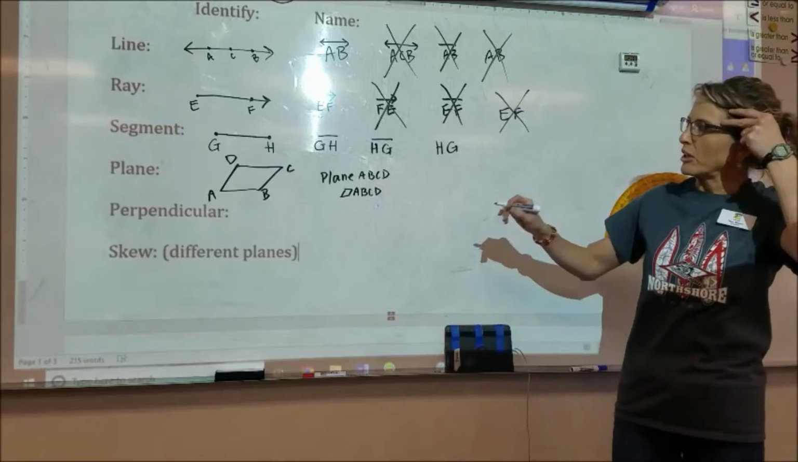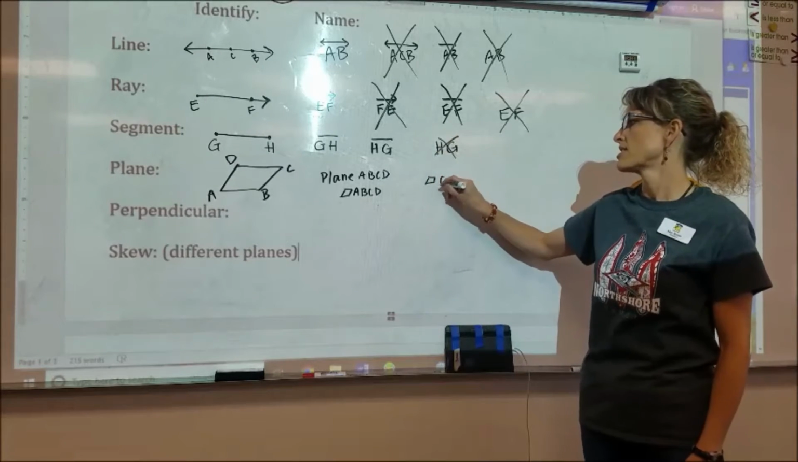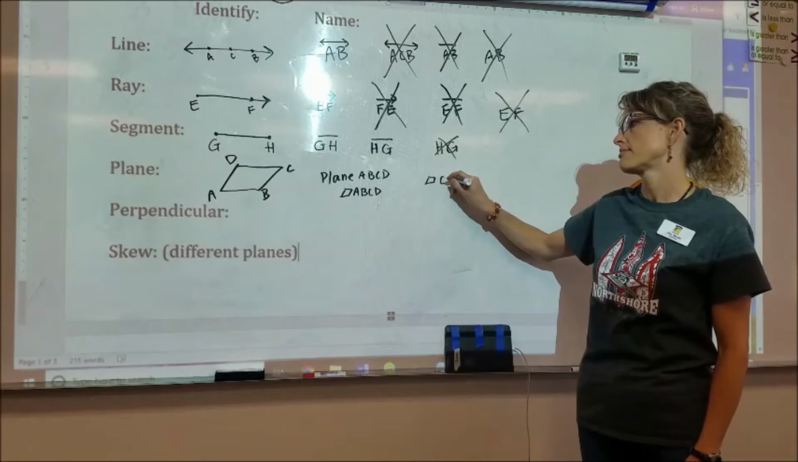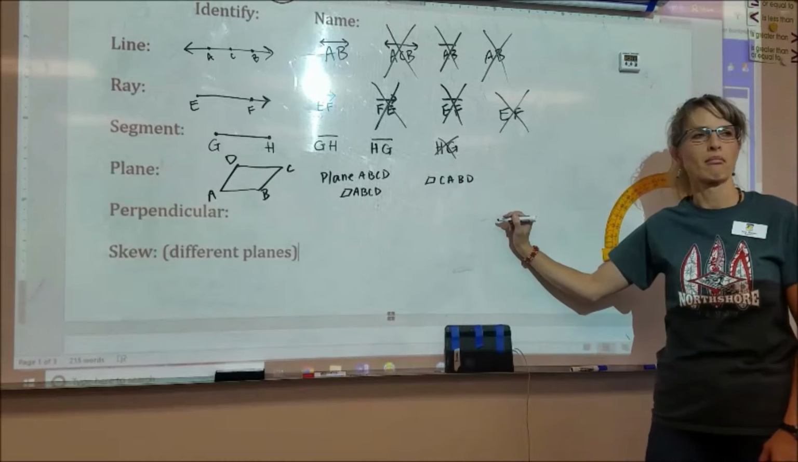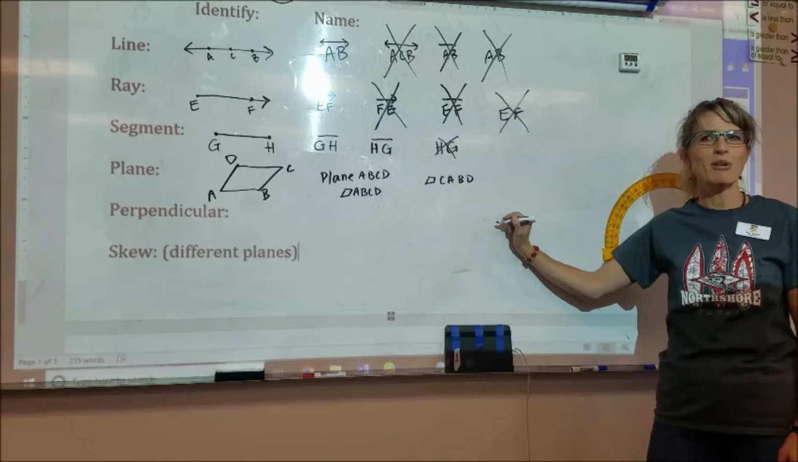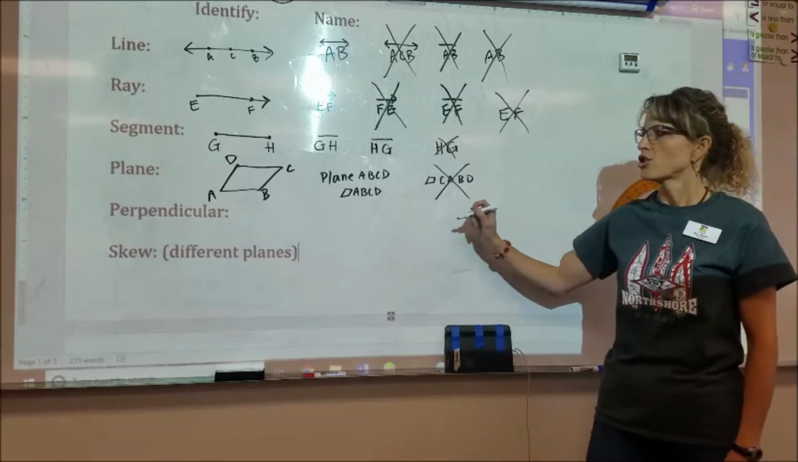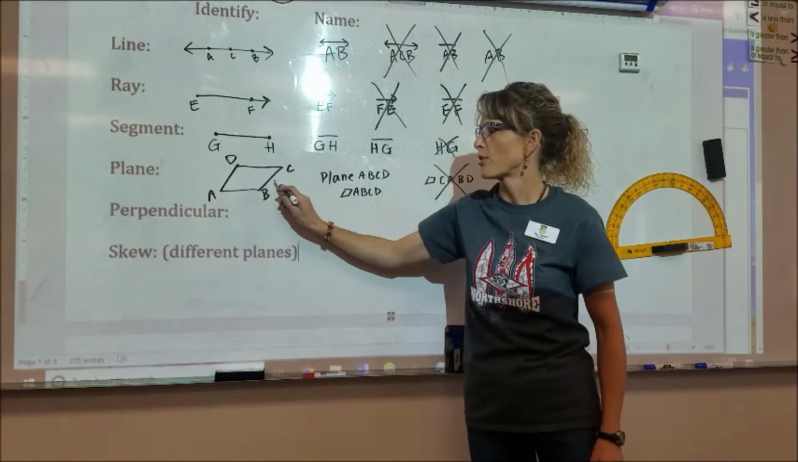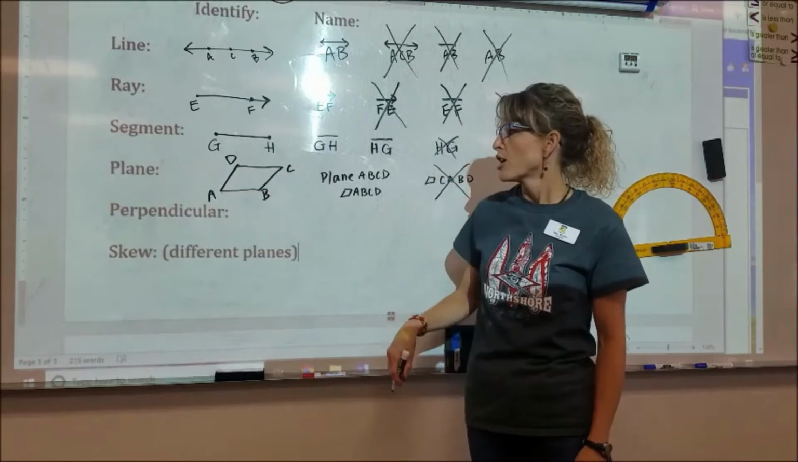The wrong way to do it would be to say plane C, A, B, D. See how my vertices are like skipping around? That would be the wrong way to do it. So you have to make sure you start at 1 and you have to go in order. But it doesn't matter where you start, you just have to go in a consecutive order.